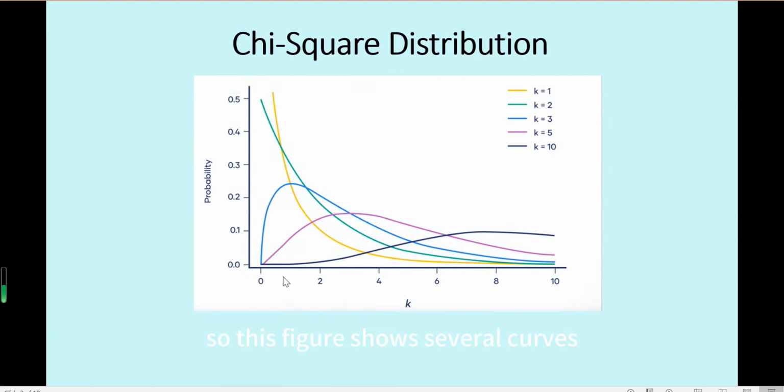So this figure shows several curves for the chi-square distribution's density function for different degrees of freedom. For example, this green curve is k equals 2. You can see that when the degrees of freedom become larger and higher, the curve will be more symmetric and will have a bell shape. So it will approximate a normal distribution when the degrees of freedom are very large.